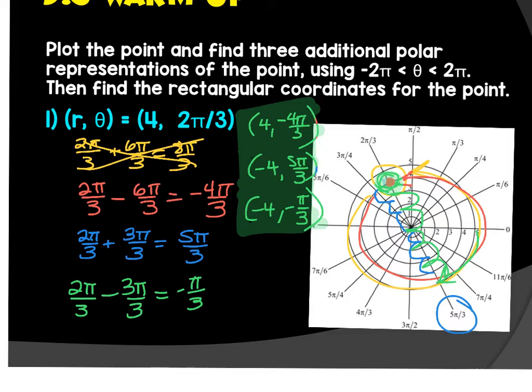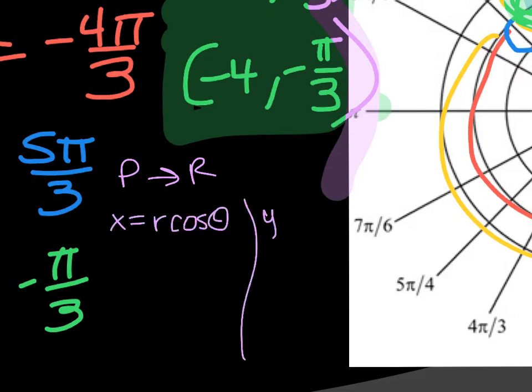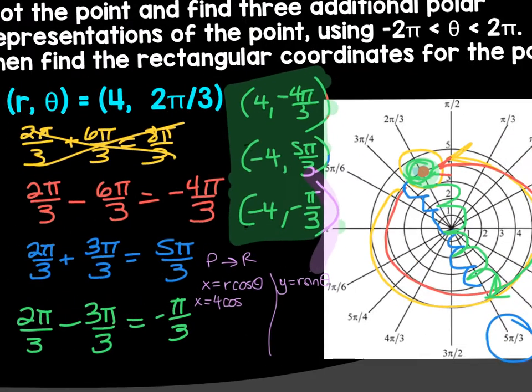All right, so then it says find the rectangular coordinates for the point. So the last part of this question is also asking you to convert from polar to rectangular. So we talked about this Tuesday as well. To go from polar to rectangular, we had to do x equals r times the cosine of theta, and then we had to do y equals r times the sine of theta. So we know the r is 4 and the theta is 2 pi over 3.